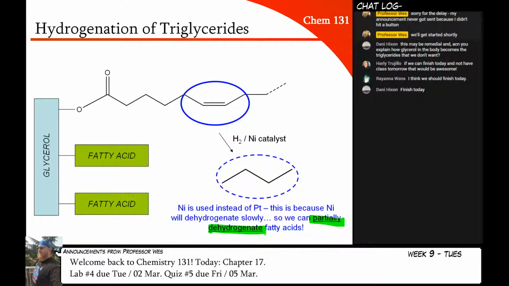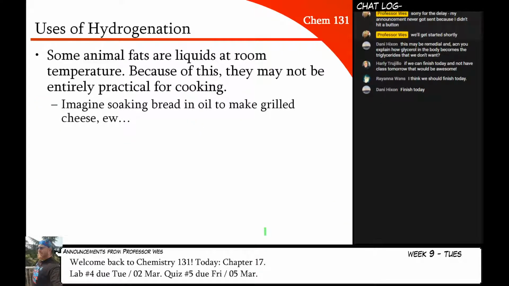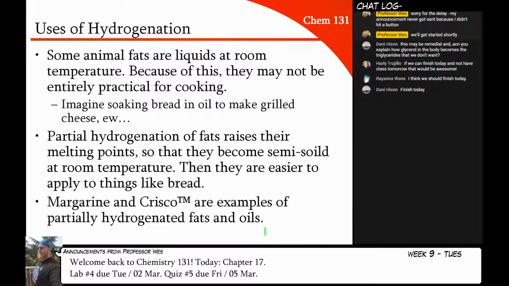So this is how partially dehydrogenated oil is turned into things like margarine or butter. And we've already talked about all this.